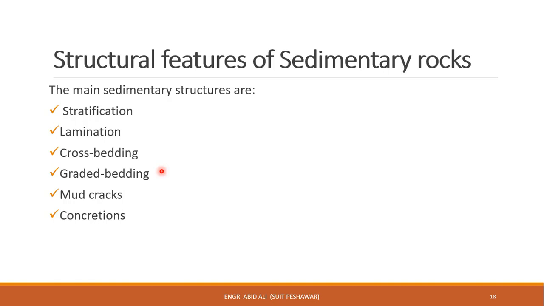Structural features of sedimentary rock. The main sedimentary structures are visible features within the sedimentary rocks. They are formed during sediment deposition. The study of these structures reveals their origin and helps in determining their age. The main sedimentary structures are stratification, lamination, cross bedding, graded bedding, mud cracks, and concretion. Now let's discuss them one by one.